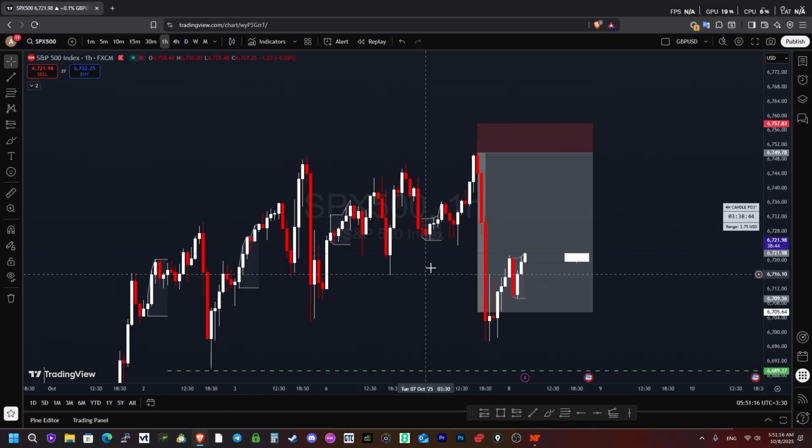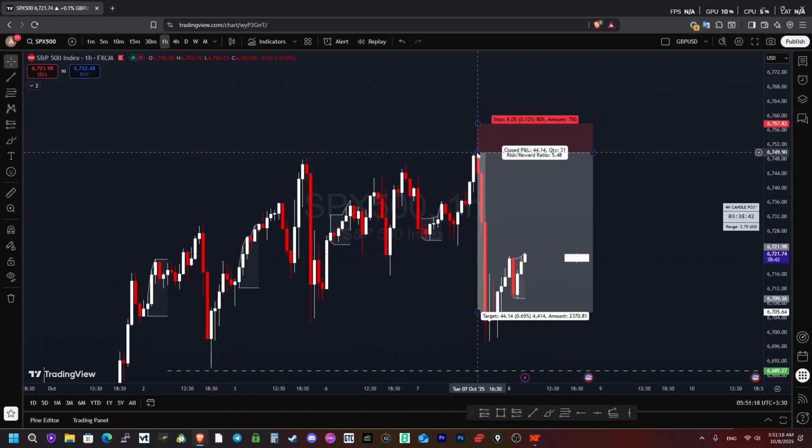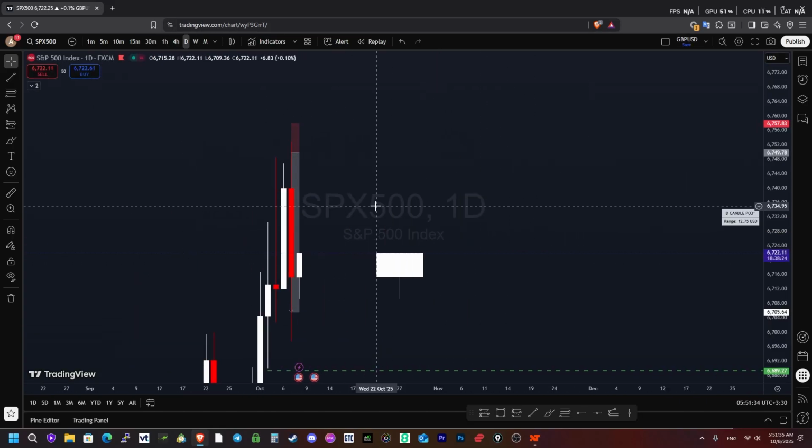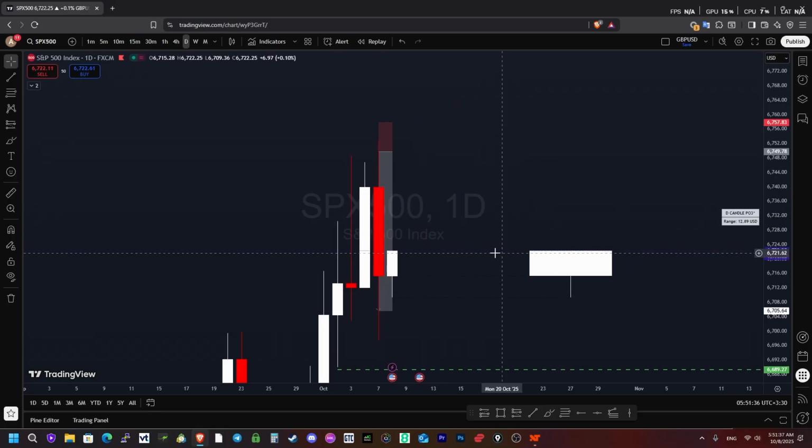So this was my trade which was taken. The stop loss was 8 pips and I got 44 pips. So the risk reward ratio was 5.5, which is really good for one single trade. And this trade might seem crazy at first, because if you look at that, this is daily candle.